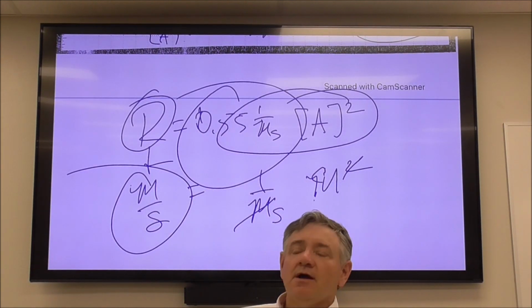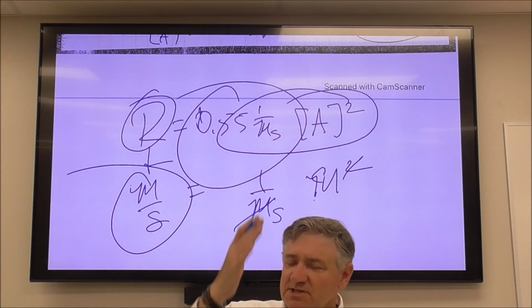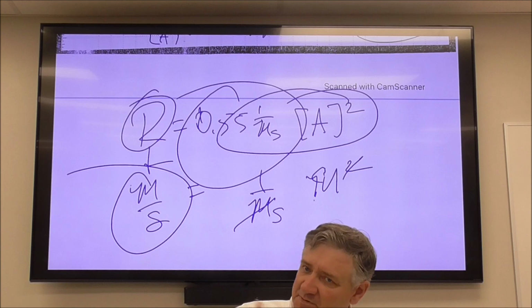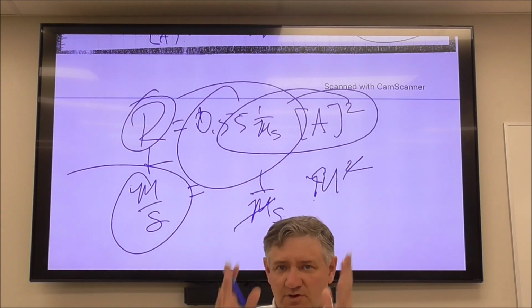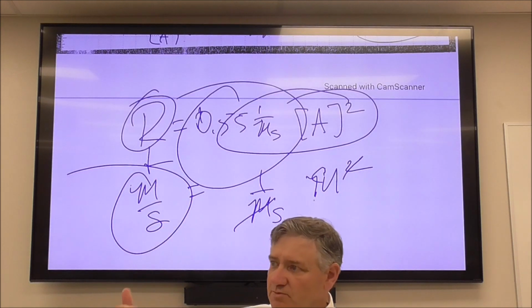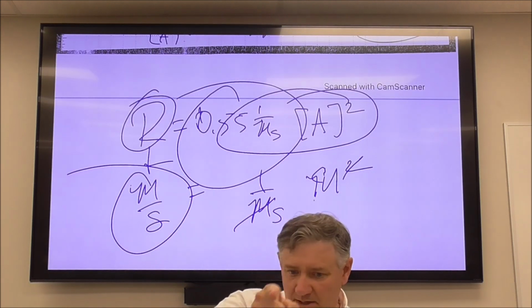There you go. Like I said, if there was a shortcut to this process, I would tell you. But there's not. So you literally have to draw the graphs, generate the data, draw the graphs, see which one is linear.